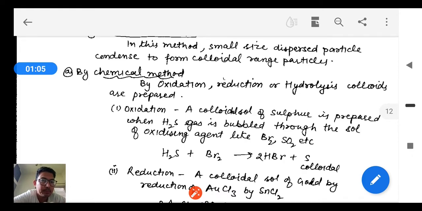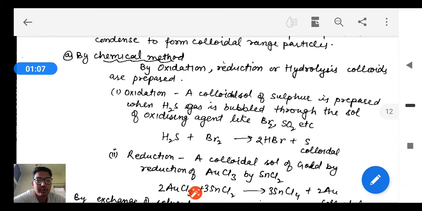So first I am taking the example of oxidation. Okay, the oxidation process, this is hydrogen sulfide gas, and this is bubbled through the sol, meaning colloid. Sol full form is solid in liquid. I have already told you. Solid is the dispersed phase and liquid is the dispersion medium. So sol is like a short name of colloid.